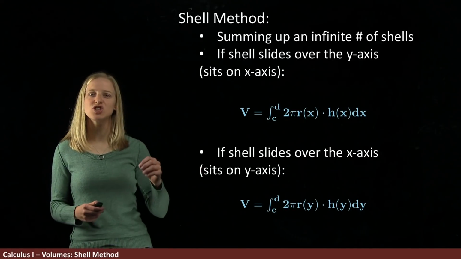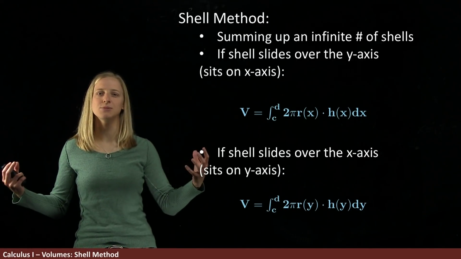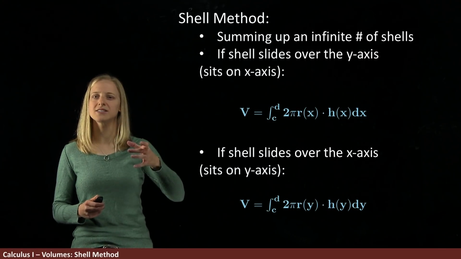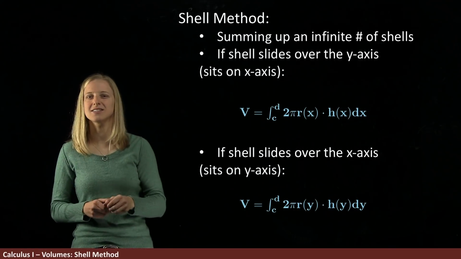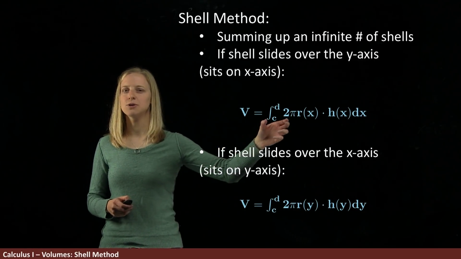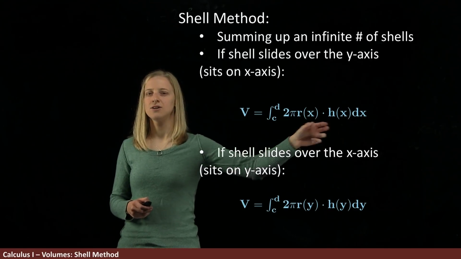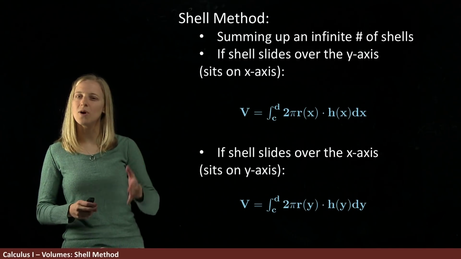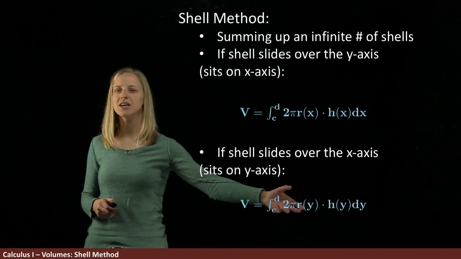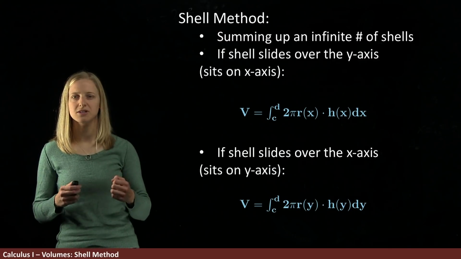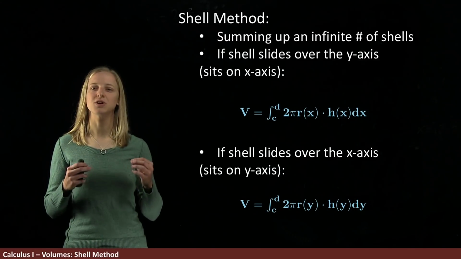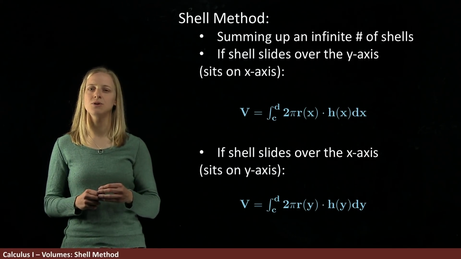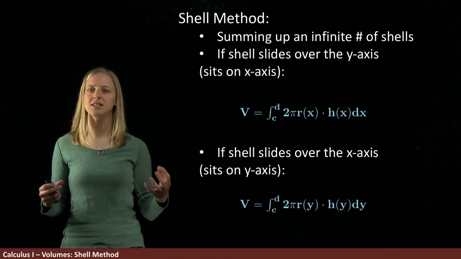To generalize, we have the shell method is simply summing up an infinite number of shells rather than circles or washers. And we found if the shell slides over the y-axis, so in other words, it sits on top of that x-axis, we have the volume is in terms of x. So the radius and the height are in terms of your x. And if the shell slides over the x-axis, so it sits on that y-axis, we have the radius and the height in terms of y, and we integrate with respect to y. We also noted that the radius is in the simplest terms possible. It's either a number minus that x or y value, or it's the x or y value minus a number.